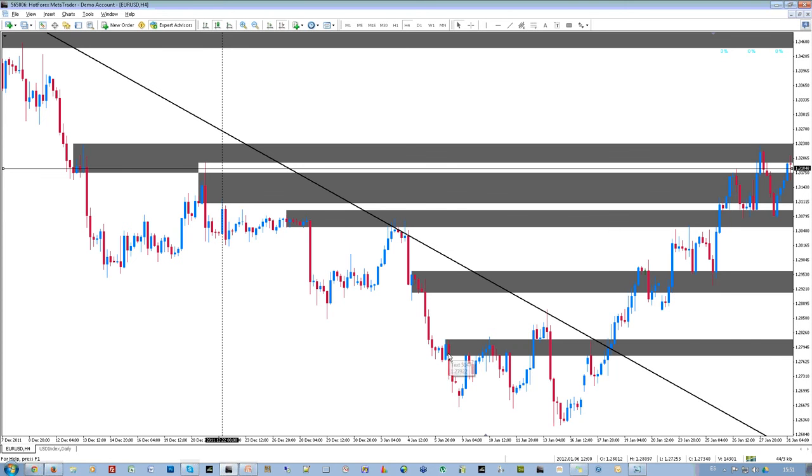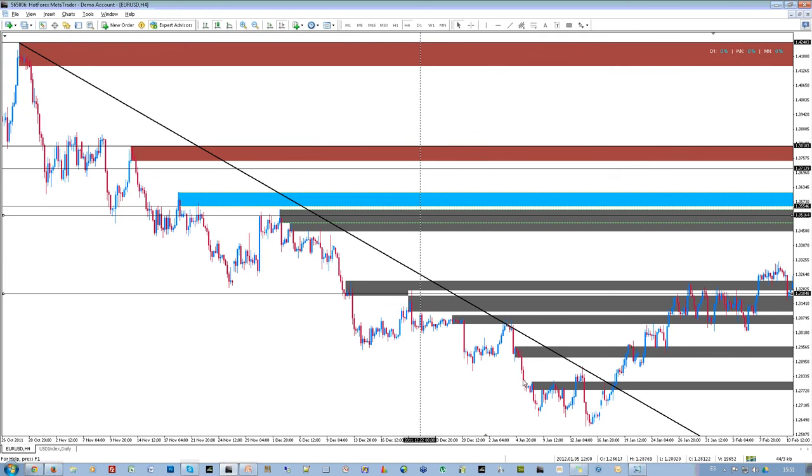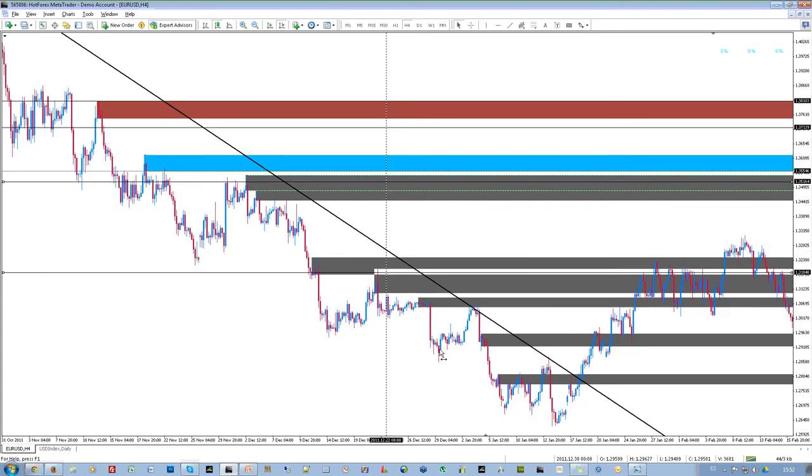This level is taken out. Okay, this level is taken out. So now it is showing weakness on the euro dollar because all this time price has been dropping all the way down and respecting all supply levels. This is the first time that a supply level is taken out. So now the trend is broken, as you can see. But we will continue with this in the next video because I'm extended too much.